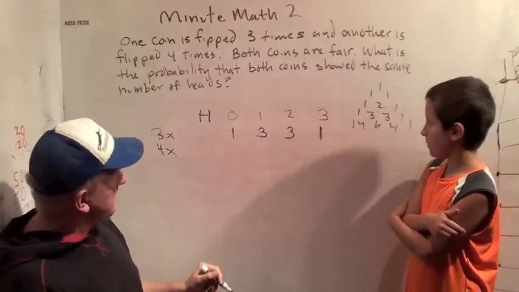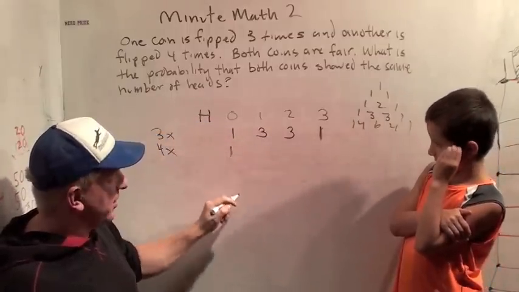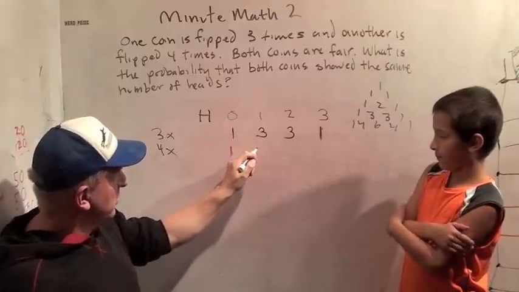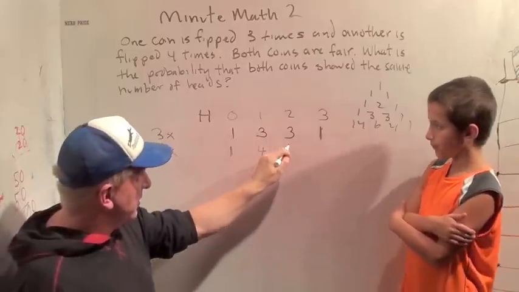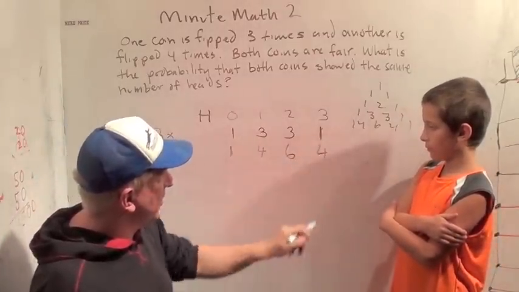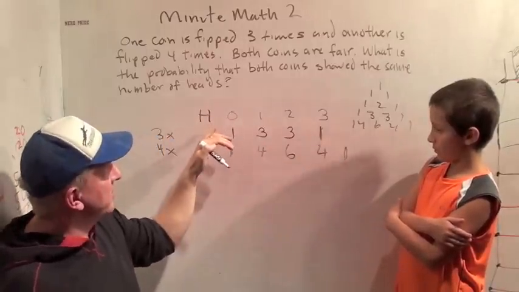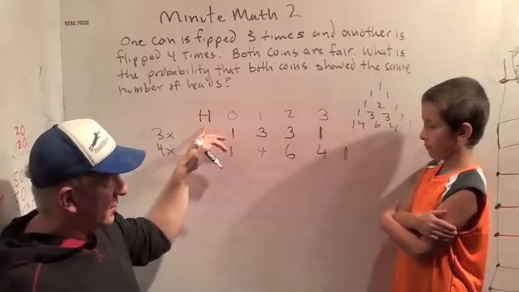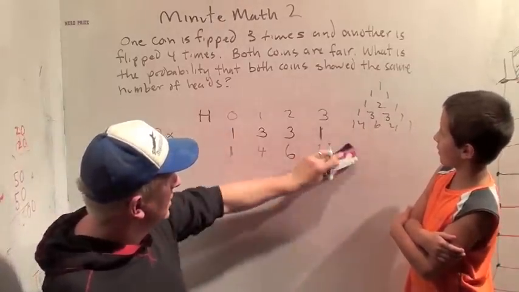Okay. When you flip a coin 4 times, there's 1 way to get 0 heads. 4 ways to get 1 head: first, second, third, fourth. 6 ways to get 2 heads, and 4 ways to get 3 heads. There's also 1 way to get 4 heads, but you can't get 4 heads with 3 flips, so this doesn't count.